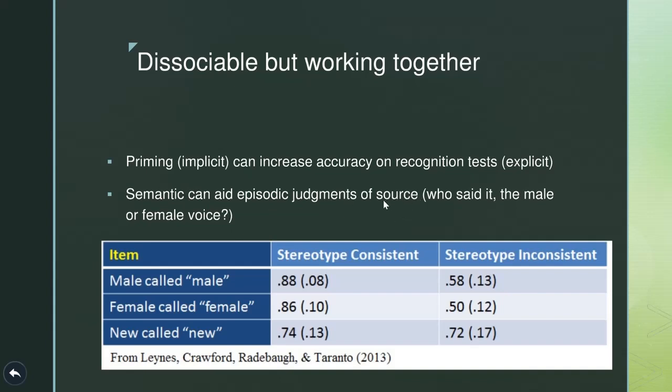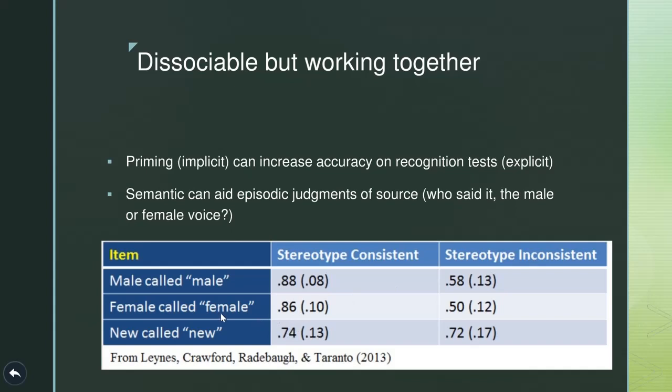Another example: semantic memory can aid episodic memory judgments of source. Source monitoring, we're going to dive into in a lecture or two, but essentially if you're asked who said it, did the male voice say it or did the female voice say it, that's a judgment of source, right? In this particular study, in one condition we had the male voice say stereotypically consistent masculine things, or the female voice say stereotypically feminine things. In another condition, they said a mix of them. So the male voice said both masculine and feminine things, and the female voice said both masculine and feminine words.